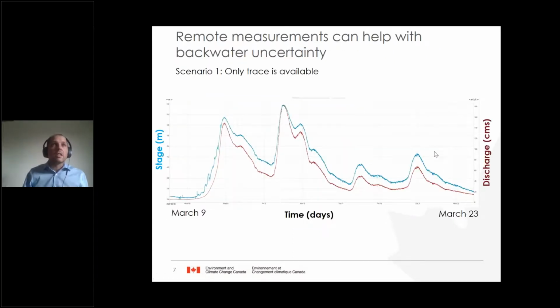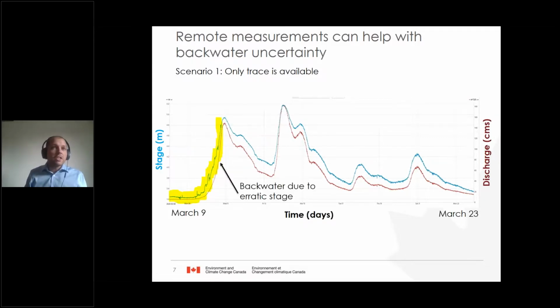And so this is a typical hydrograph at a station during freshet. On the x-axis, we have time, which is in days. So it goes from basically March 9th to March 23rd. This is at a station nearby Ottawa. And the blue line is the stage sensor that is continuously sensing. And then the red line is the corresponding discharge that's calculated through that stage discharge curve.